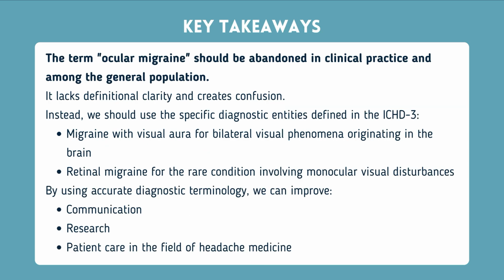Now, the key takeaways: the term ocular migraine should be abandoned in clinical practice and among the general population. It lacks definitional clarity and creates confusion. Instead, use the specific ICHD-3 entities: migraine with visual aura for the bilateral visual phenomena originating in the brain, and retinal migraine for monocular visual disturbances. Using accurate terminology improves communication, research, and patient care.